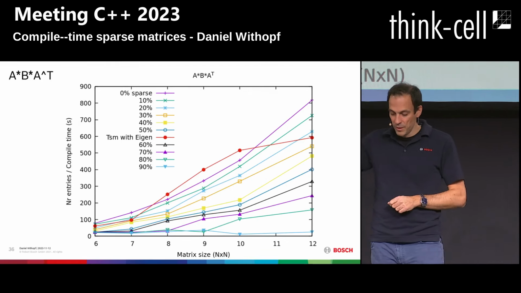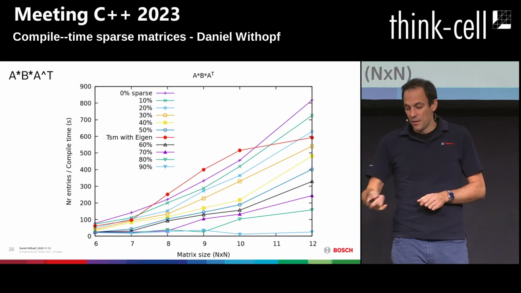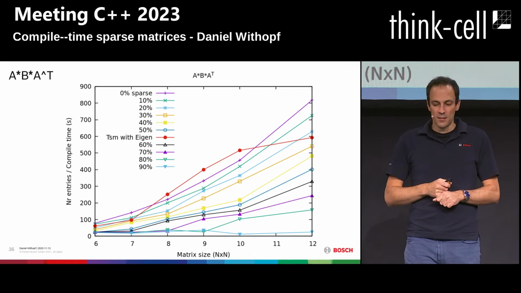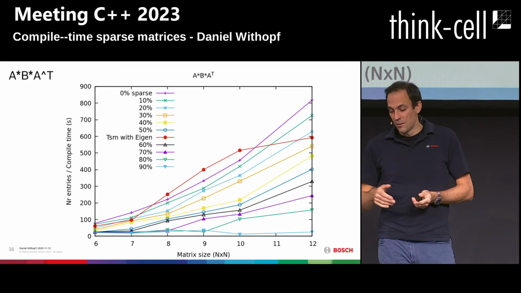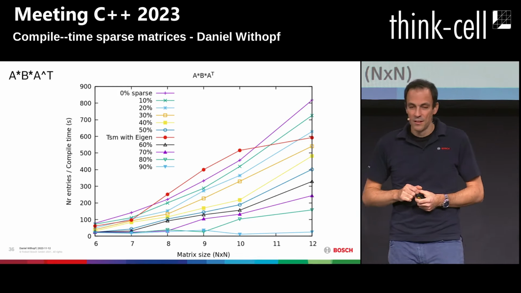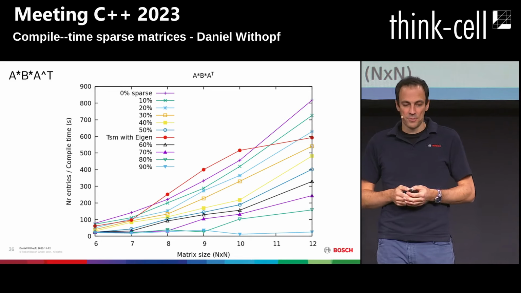So this is sort of the zoom in of the previous one. So it's just the smaller sizes of this one here. And here we can see for all small sizes, the sparse approach is superior to Eigen. Even with zero sparseness in some cases here for 8, 9, 10. So even there, it can make sense to use such an approach.